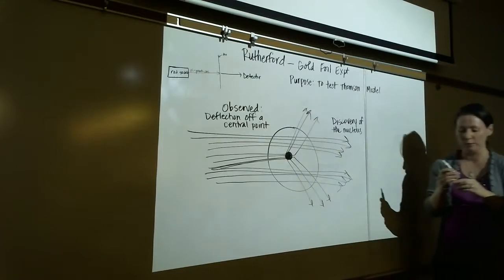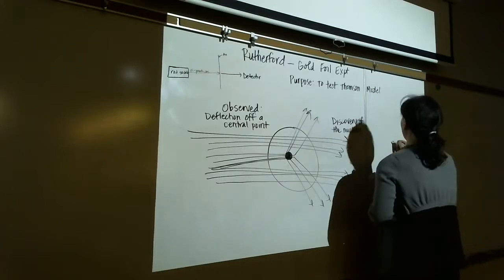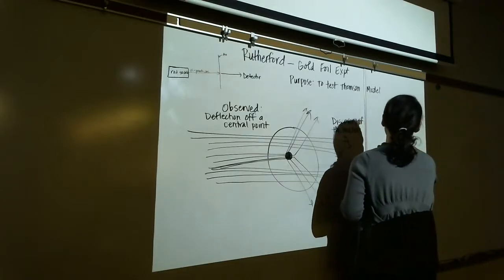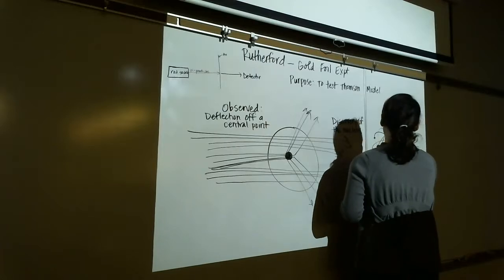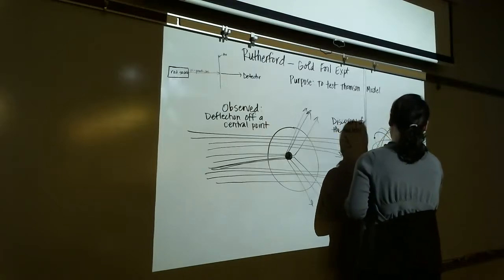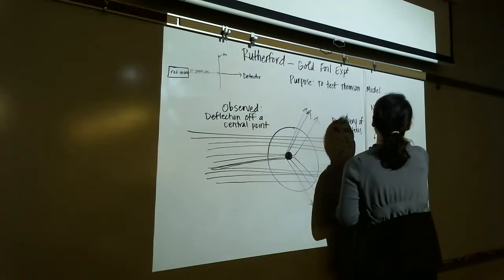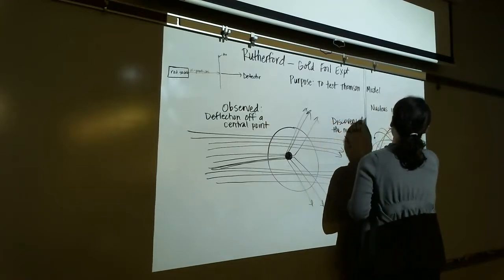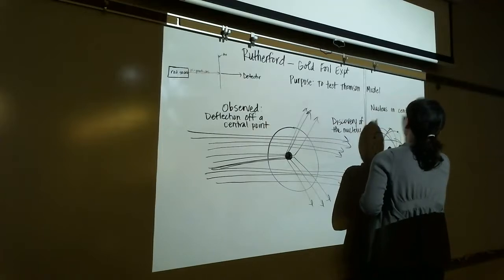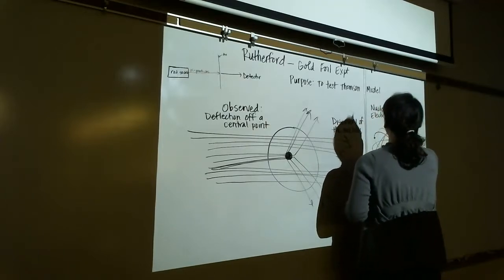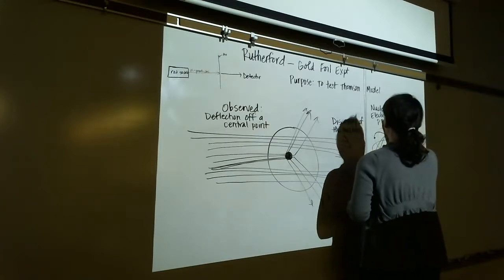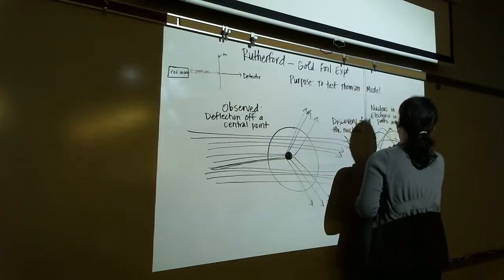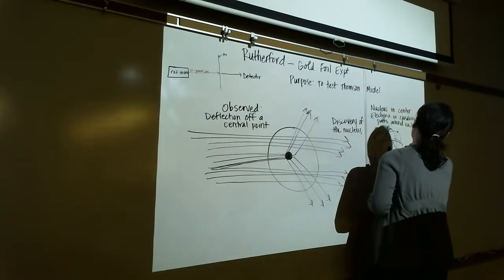And so Rutherford's model, if we were going to sketch it, we would draw a nucleus, and then we draw electrons in random paths. Okay, so nucleus in center, electrons in random paths around nucleus.